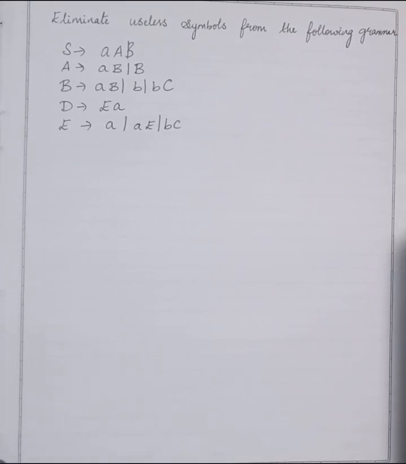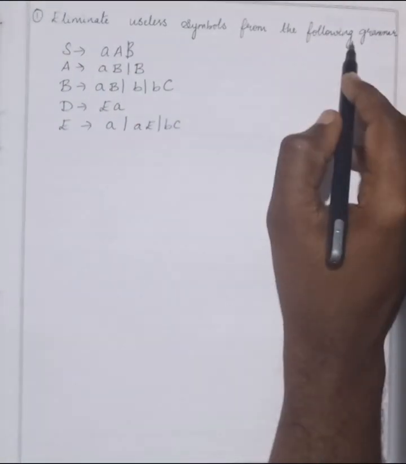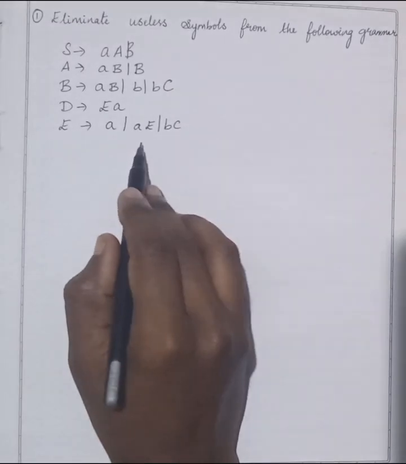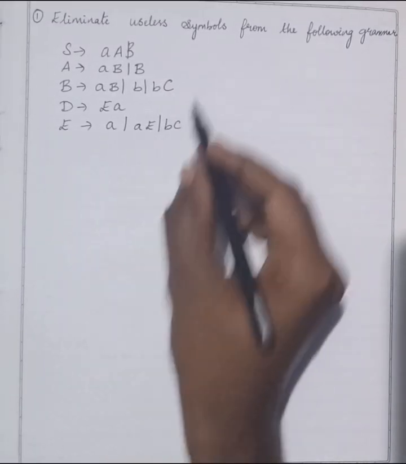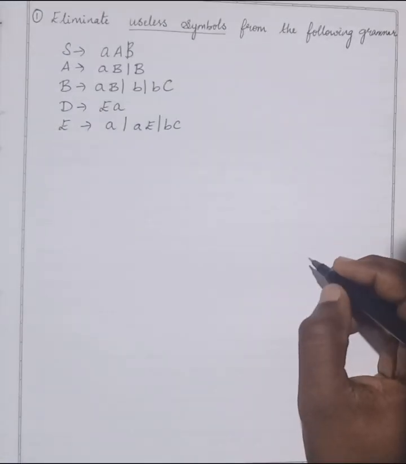Hello everyone. So today we are going to see new problems based on the context-free language. Okay. The first question is to eliminate the useless symbols from the following grammar. So they'll give a number of productions like this. We want to remove the useless symbols or useless productions from the given grammar.